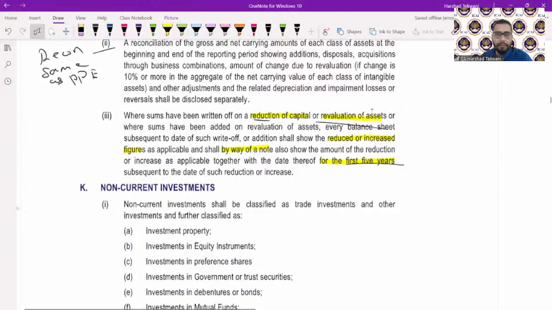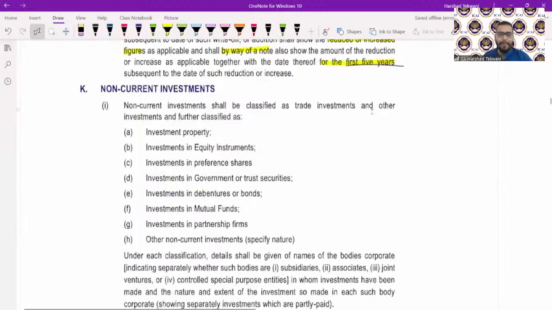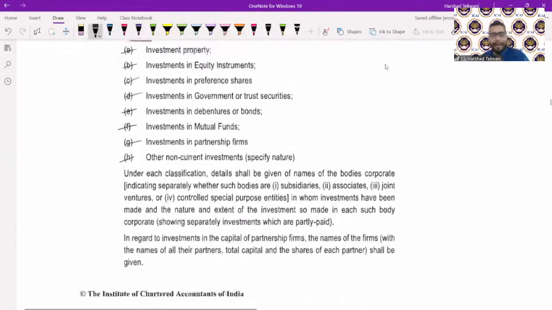Let me continue then. The next part is non-current investments in my balance sheet. Non-current investment, again, I need to provide whether it is a trade investment or other investments. I need to classify whether it is a trade investment or other investment. And then in each category, I need to further subclassify as investment property, investment in equity instruments, preference shares, government bonds, debentures, mutual funds, partnership, and other non-current investment.